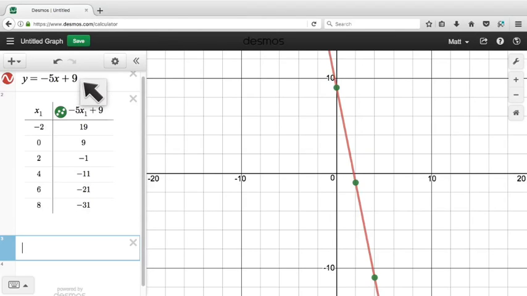What role is it playing in the equation? If this is y equals mx plus b, then 9 is the y-intercept. And sure enough, when we look at where this graph crosses the y-axis, it's at the point 0, 9. Great. So that's where the 9 shows up. What about 5, or negative 5, rather? Negative 5 is playing what role in this equation?